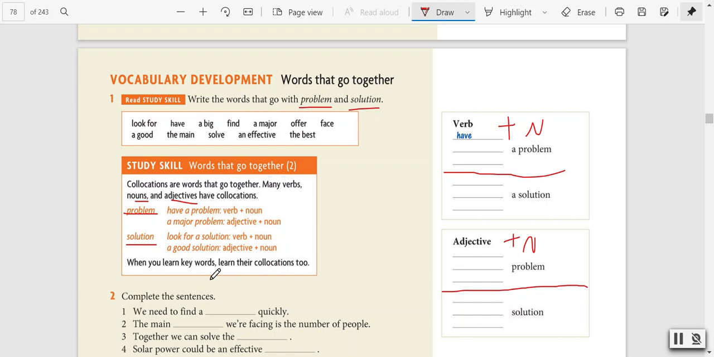When you learn keywords, learn their collocations too. While you are learning new words, try to focus on collocations, try to find collocations of these new words.